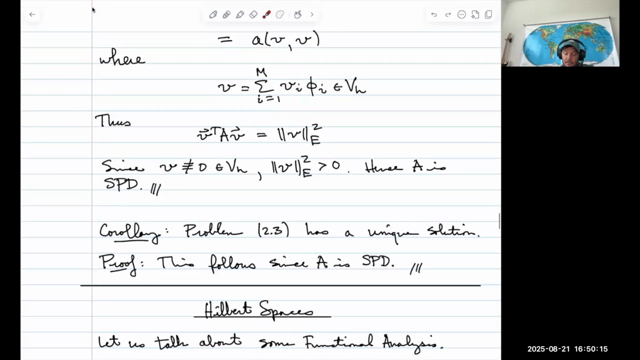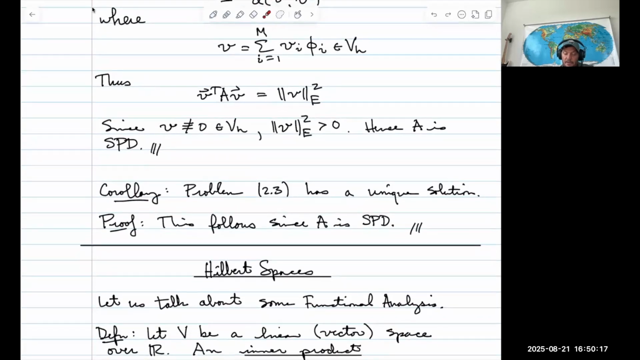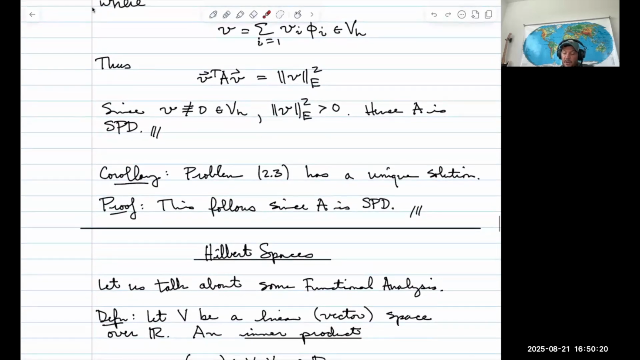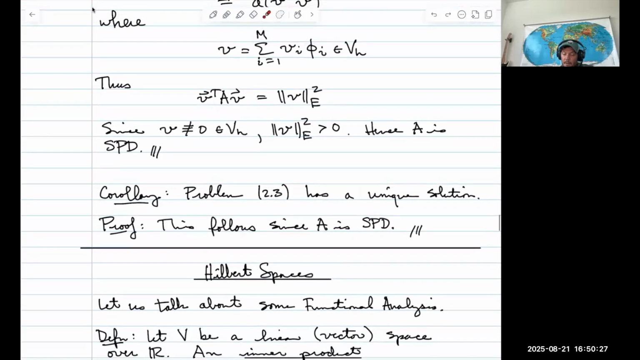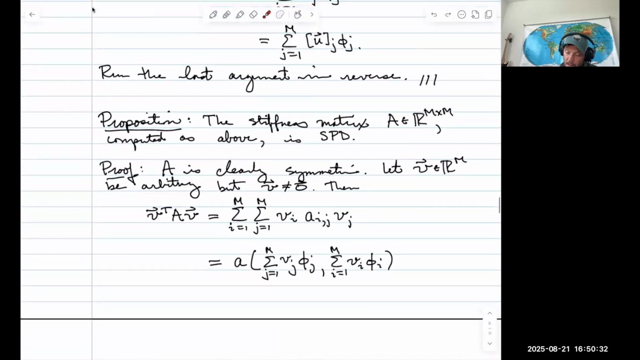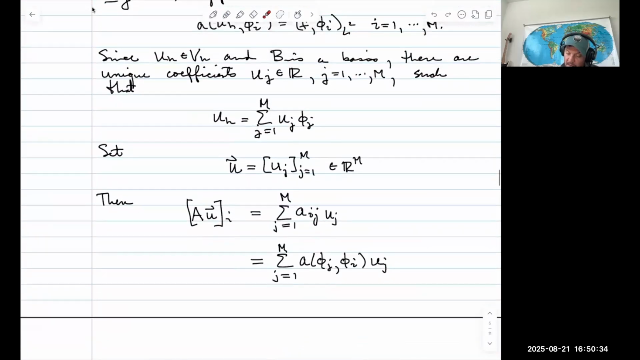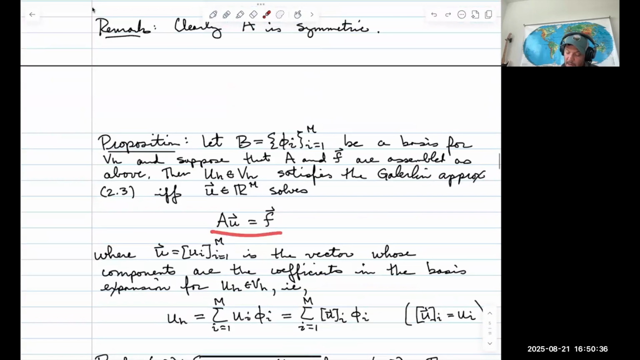Now this says something really powerful. This says that our problem 2.3, which we can go all the way back to, has a unique solution. Why? Well, this follows because A is symmetric positive definite. And that means that the matrix problem AU equals F has a unique solution. But if AU equals F has a unique solution, that means that the Galerkin approximation 2.3 has to have a unique solution. And therefore, we're completely done.